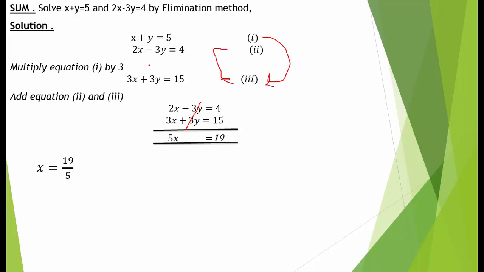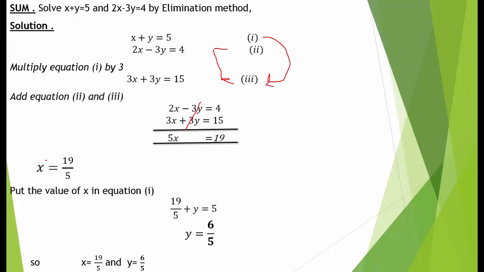Now put this value in either of the equations. Depending on your convenience, you can put it in the first or in the second. Now I will put it in the first. Substitute the value of this x in the first equation. Then x becomes 19 divided by 5 plus y equals 5. Now y equals 5 minus 19 divided by 5. When you solve this, it becomes 6 divided by 5. So x is 19 by 5 and y is 6 by 5.